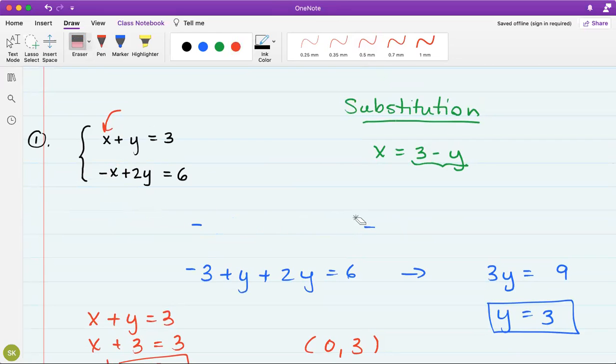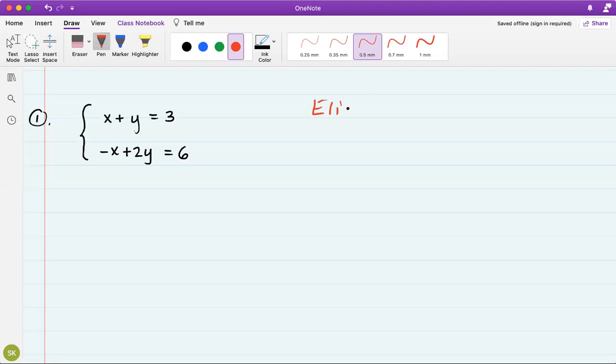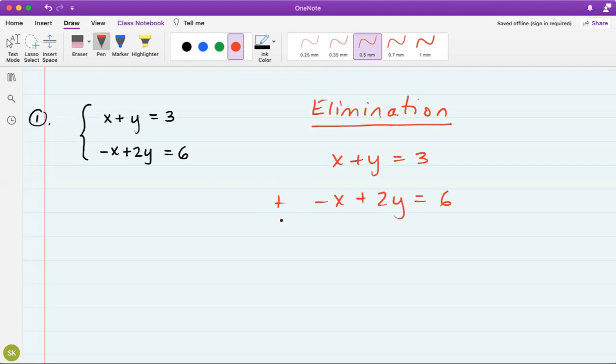Now let's try elimination. So I'm going to erase some. Okay, elimination. Elimination is where we add the two equations together to get rid of one of the variables. And we also might multiply one of the equations by a number if the variables don't go away when we originally add the two equations together. So for this example, we have x plus y is equal to 3 and negative x plus 2y is equal to 6. If we add these two, notice what happens to the x. It goes away and we're left with 3y is equal to 9 or y is equal to 3.